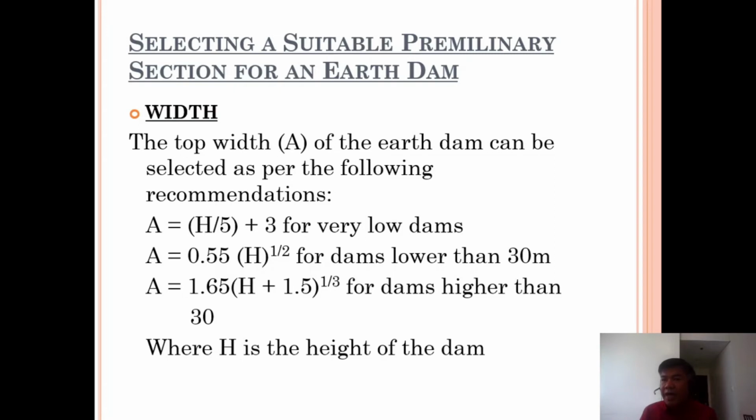So the maximum flood height, or the maximum water level, plus the freeboard, that is the height of the dam that you're going to design. So based on that, you can now determine the value of A. For dams lower than 30 meters or higher than 30 meters, you have the equation there. But you can use this first equation because it is only for low dams.